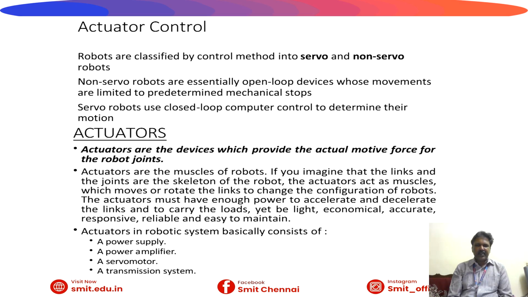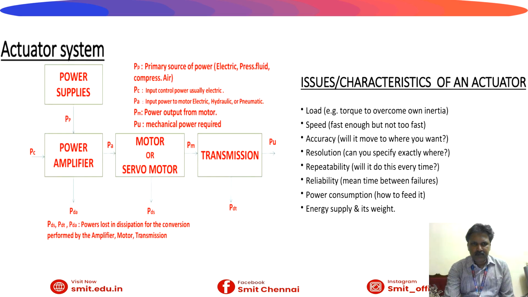Actuators in a robotic system basically consist of a power supply, power amplifier, servo motor, and transmission system. So actuators act as muscles, just like in a human body, which move or rotate the links to change the configuration of the robot. That is one purpose. They also accelerate and decelerate the links and carry the loads. Then in the actuator system, we have the power supply and the power amplifier, motor or servo motor, and the transmission. Various sources we can see.